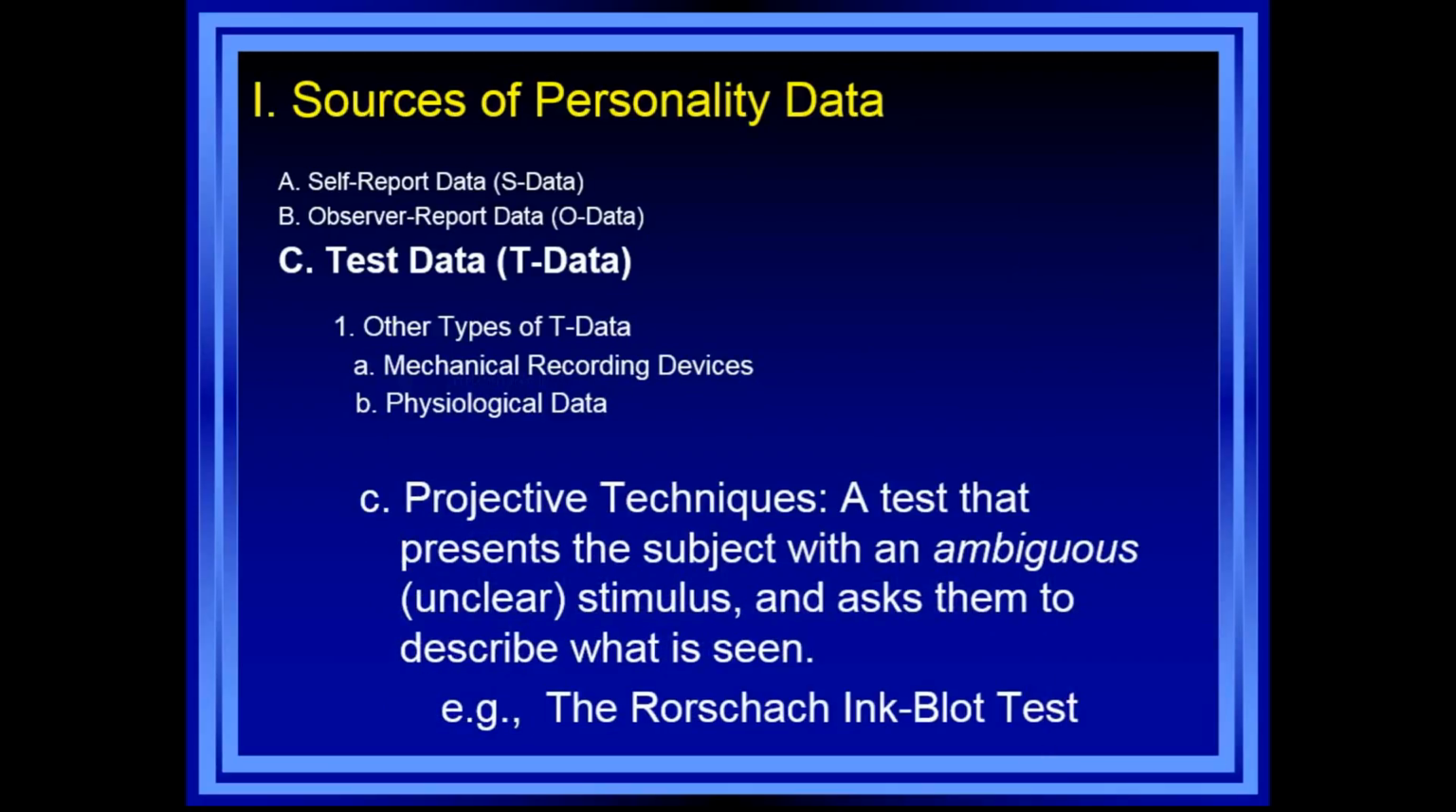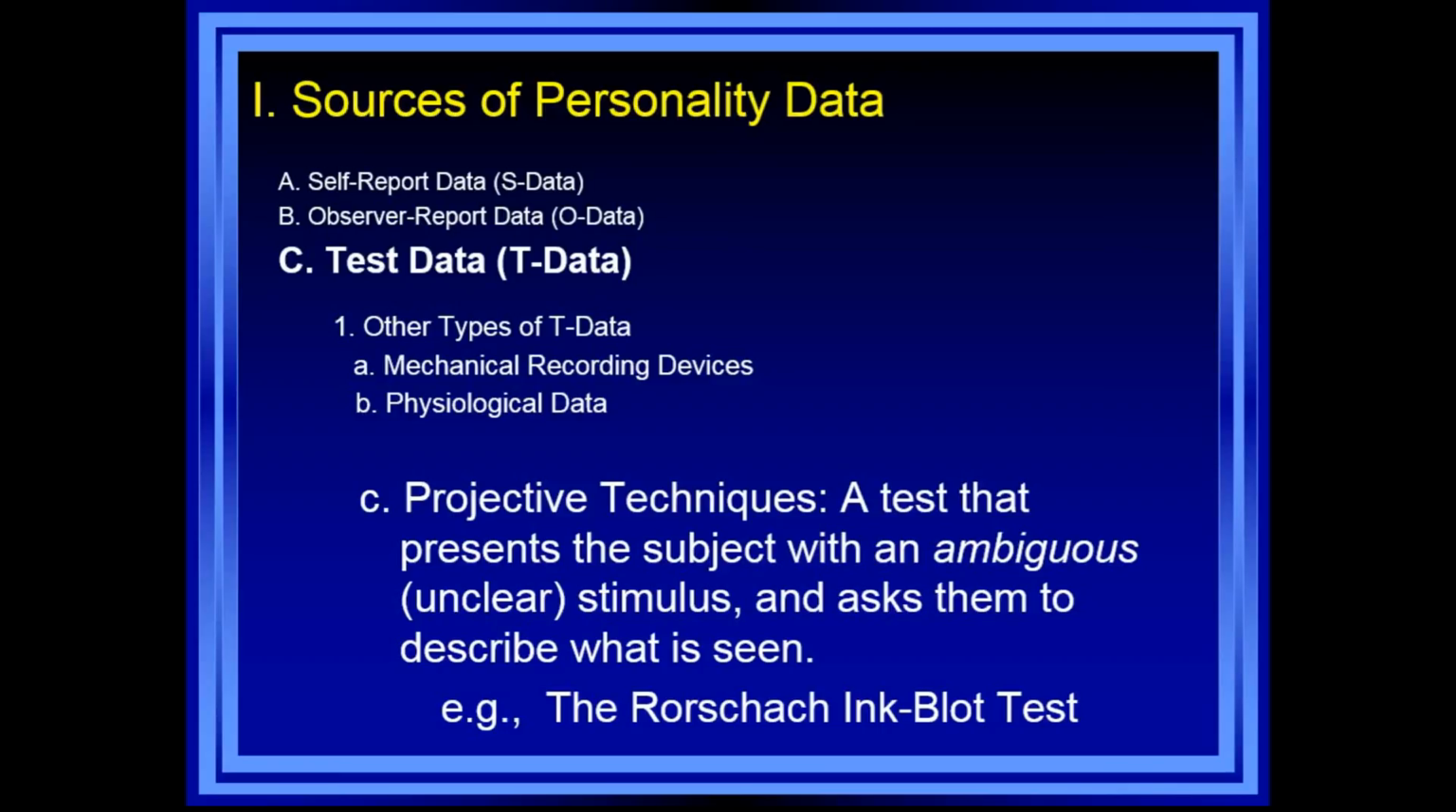Okay, the third type that I wanted to mention are projective techniques. And that's, as your book says, a test that presents the subject with an ambiguous stimulus. An ambiguous stimulus is just an unclear one. Ambiguous means unclear. And by the way, for projective techniques, these are purposefully ambiguous, not by chance. They're meant to be unclear. So people are presented with this ambiguous stimulus and then they're asked to describe what they see. It could be very vague pictures, it could be an ink blot.